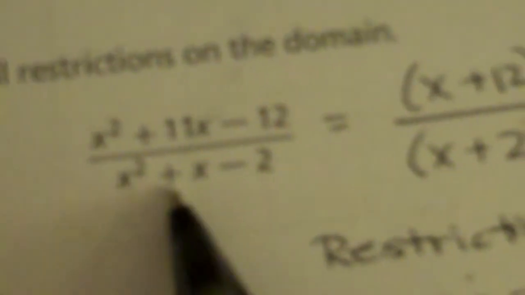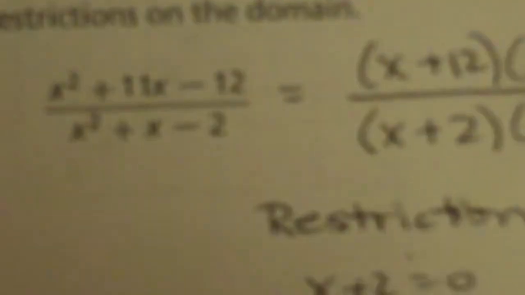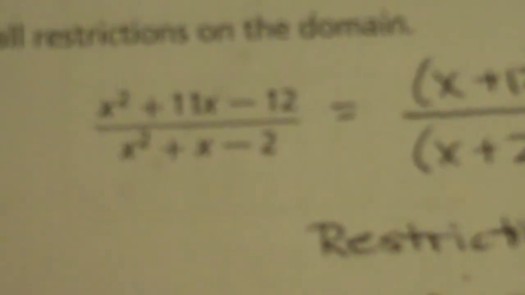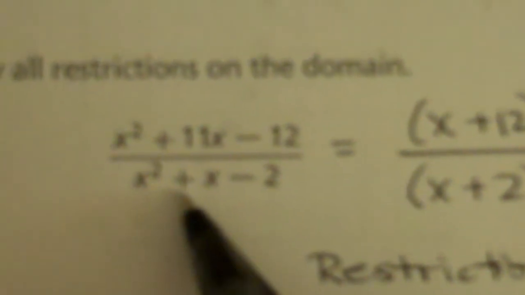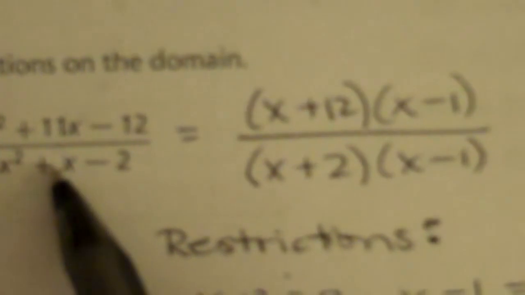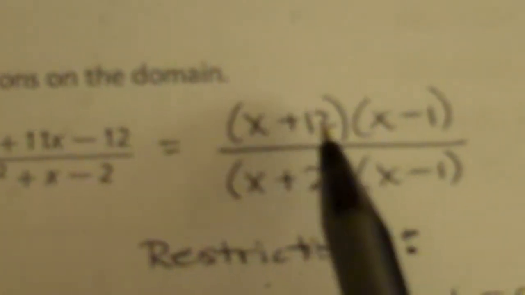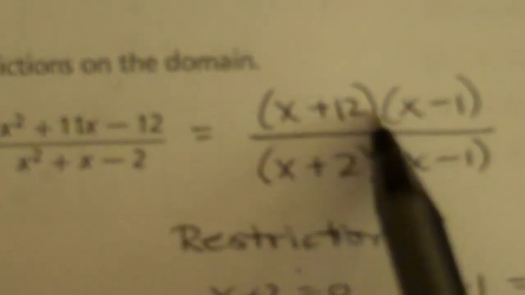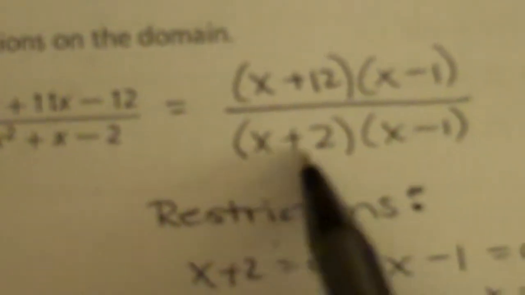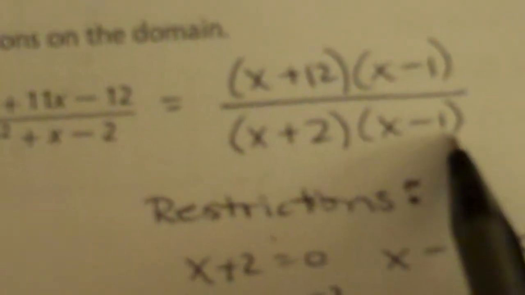Alright, moving to the next question, you had to simplify this expression. Again, I apologize for this quality. I wish it were better, but it's not. Okay, so we also had to find the restrictions, which are those excluded values. So I took this and I factored it into this here, x plus 12, x minus 1, over x plus 2 times x minus 1.